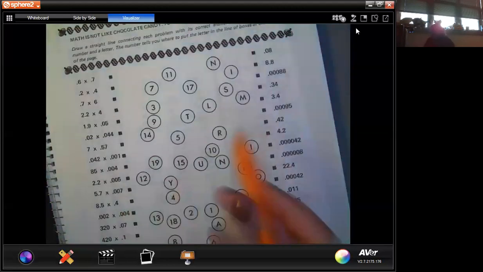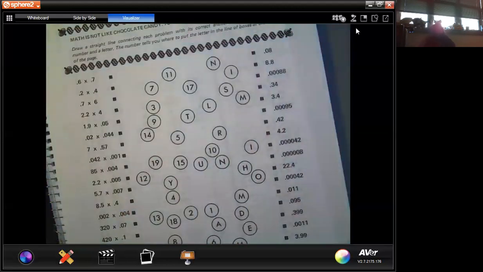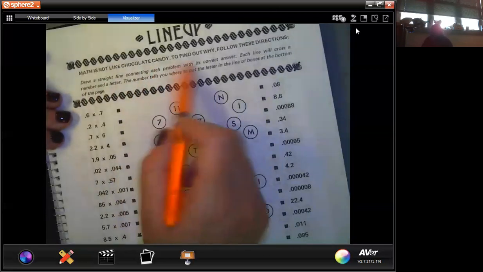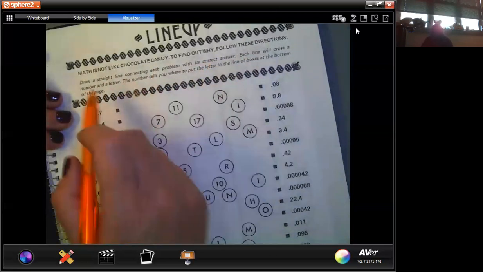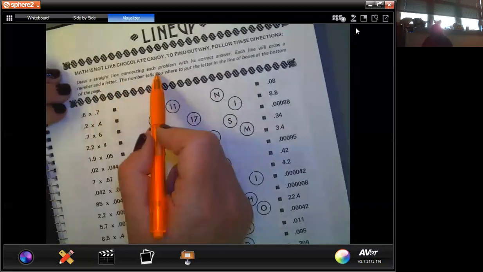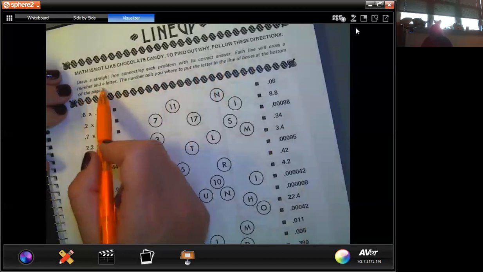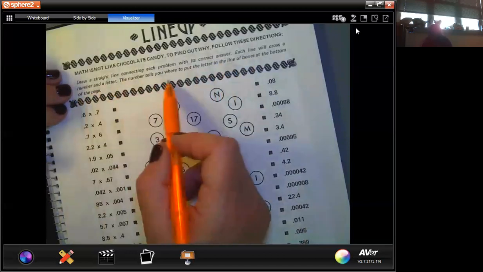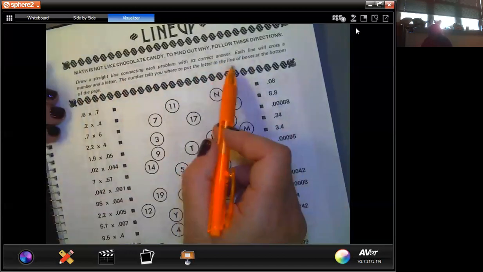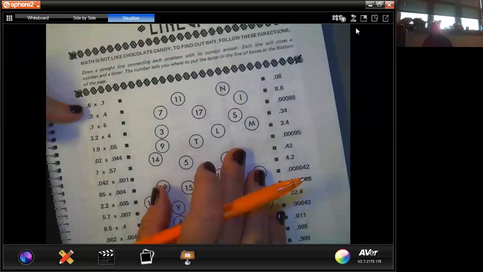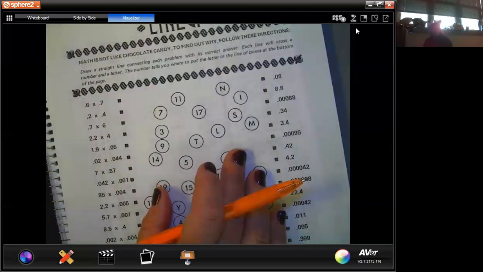On the back, this is now decimals, and this works out a little bit different. Math is not like chocolate candy. To find out why, follow these directions. Draw a straight line connecting each problem with its correct answer. Each line will cross a number and a line. The number tells you where to put the letter in the line at the bottom of the boxes. So here it is, ready? And again, you're going to need to do your work on a separate piece of paper.